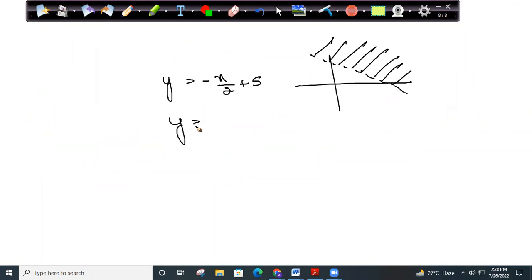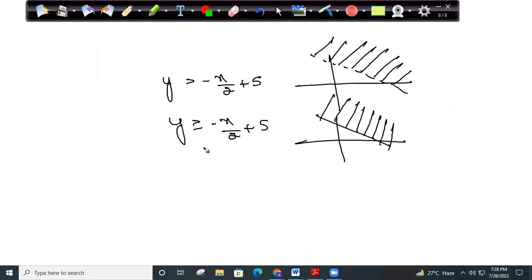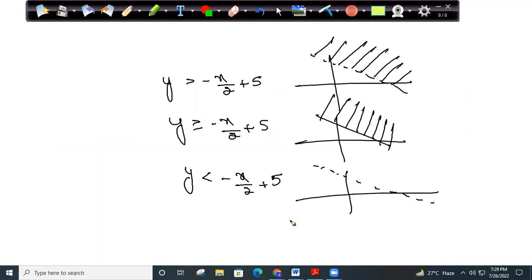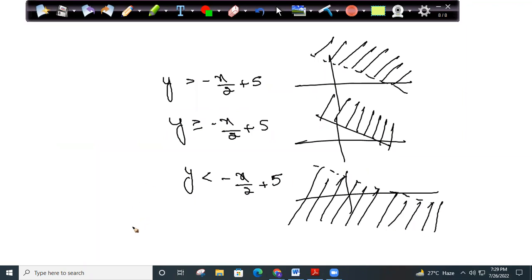If I say y is greater than or equal to minus x by 2 plus 5, same graph, instead of this dashed line, you'll get a solid line. This is the graph of y is greater than or equal to minus x by 2 plus 5. If I have y is less than minus x by 2 plus 5, again a dotted line, shade to the bottom. And y is less than or equal to minus x by 2 plus 5.